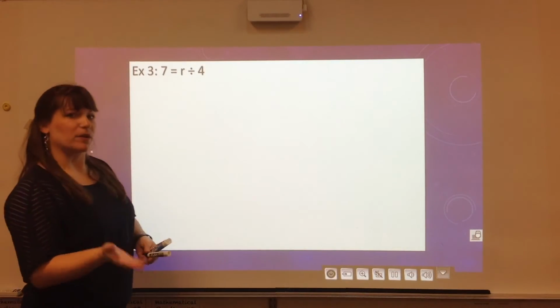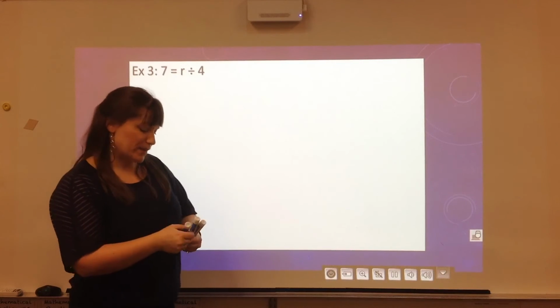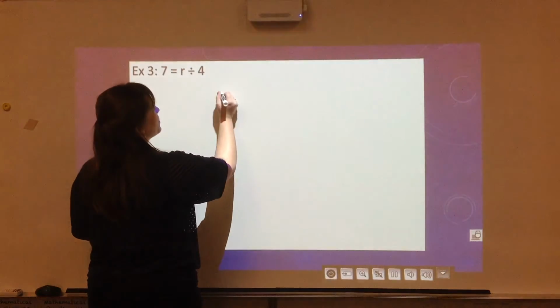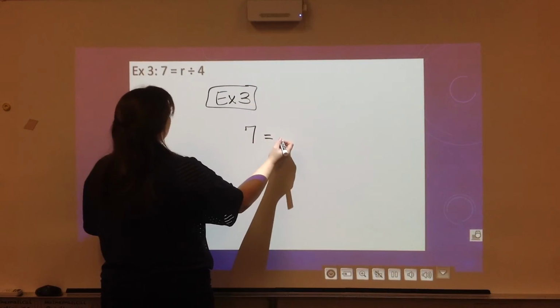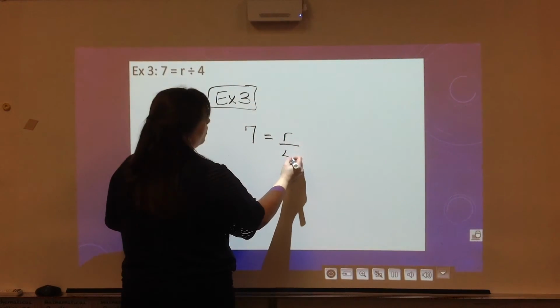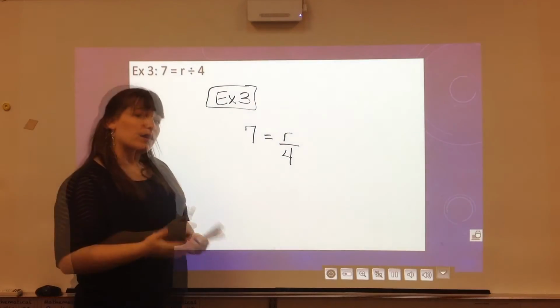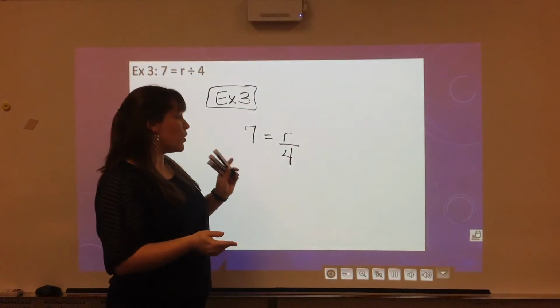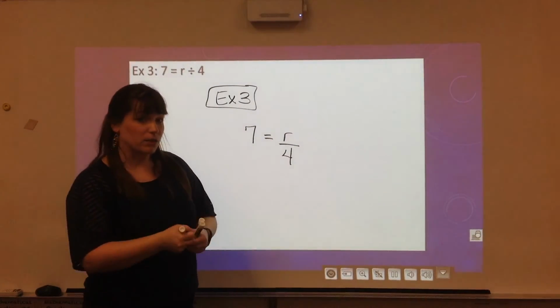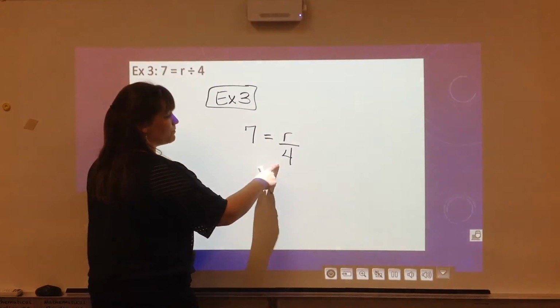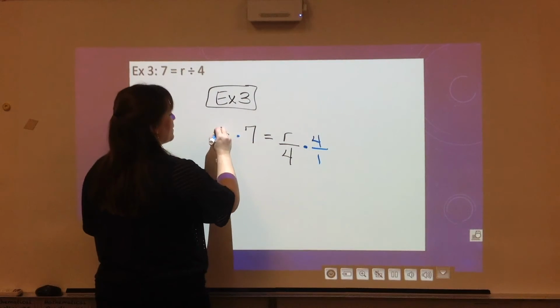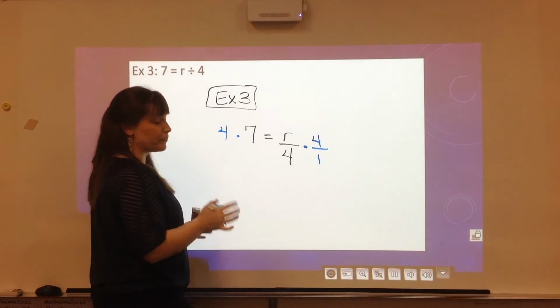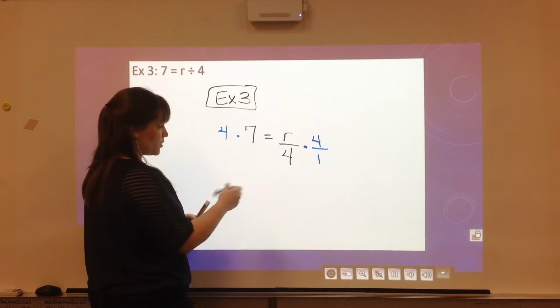I'm going to show you one more. I'm going to go back to that multiplying by the denominator way. Example 3 from our worksheet has 7 being equal to r divided by 4. All I need to do for this multiply by denominator to work is literally look at the denominator, it's a 4, and multiply both sides by 4. That's it. That's the only work you need to show.